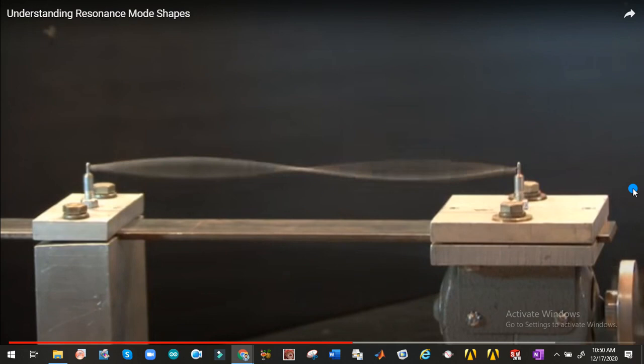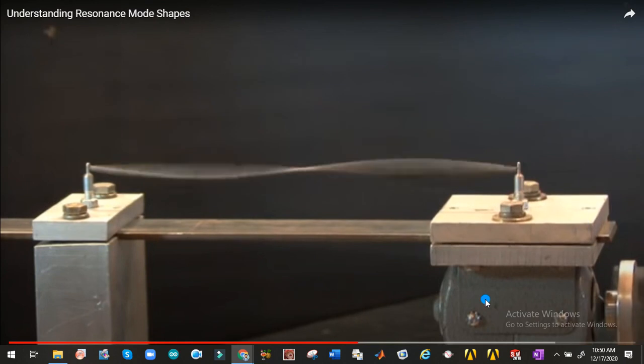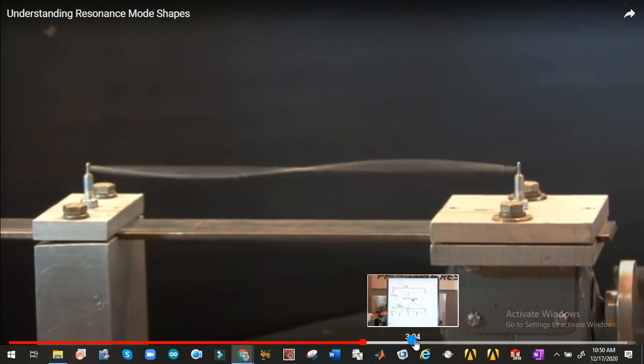Okay, so that's why we are always interested to find out the modes and how we can stiffen our structure. So it's not a matter of just making the structure stiffer, it's knowing where to put the brace.